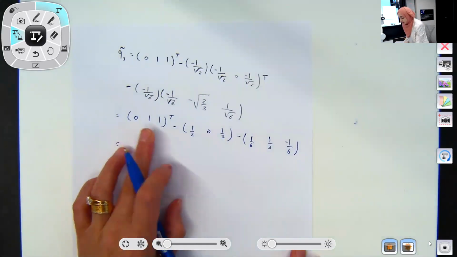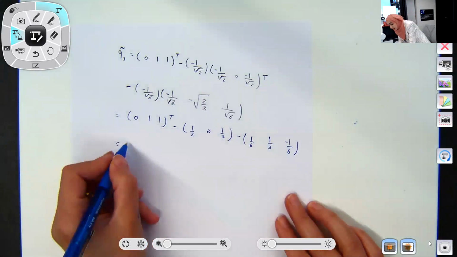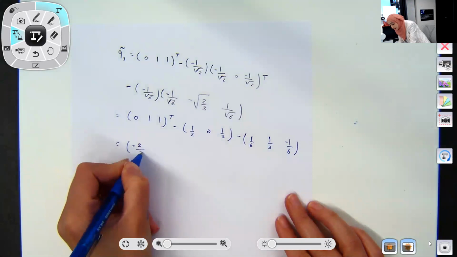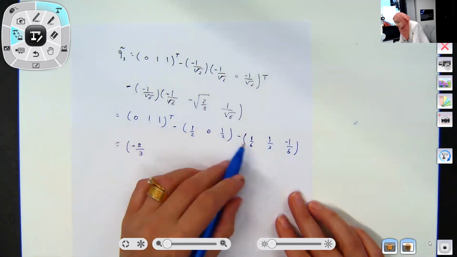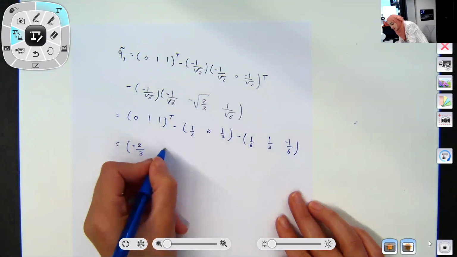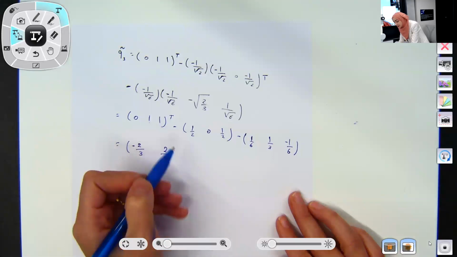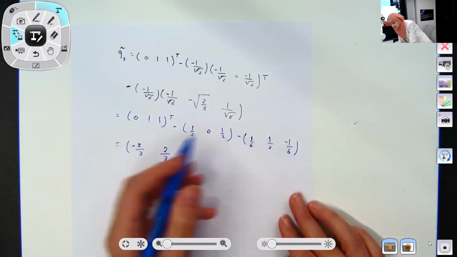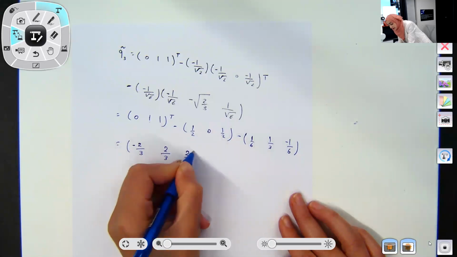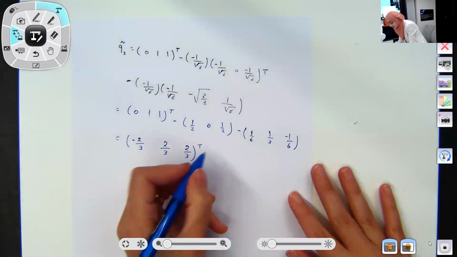0 minus a half minus 1 over 6. This is equal to minus 2 over 3. 1 minus 0 minus 1 over 3. This is equal to 2 over 3. 1 minus a half minus 1 over 6. This is equal to 2 over 3, transpose. And this vector is also not equal to 0.